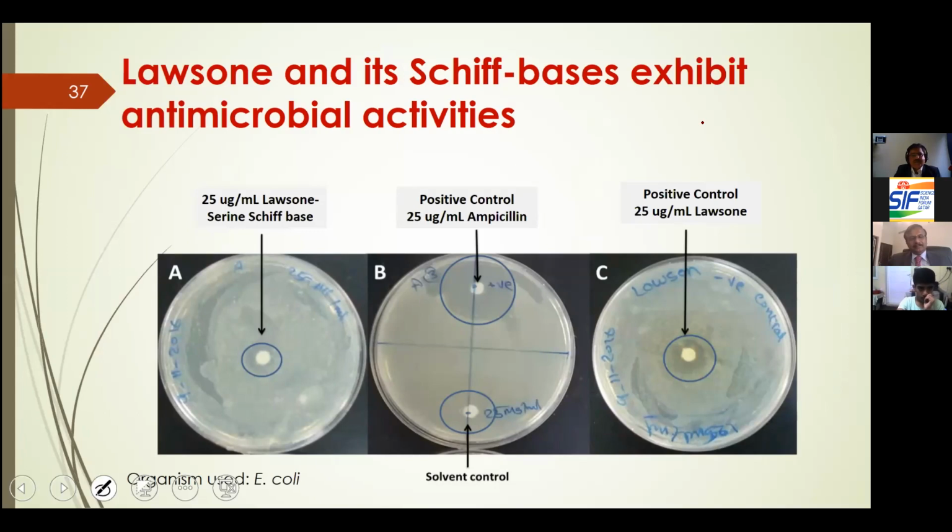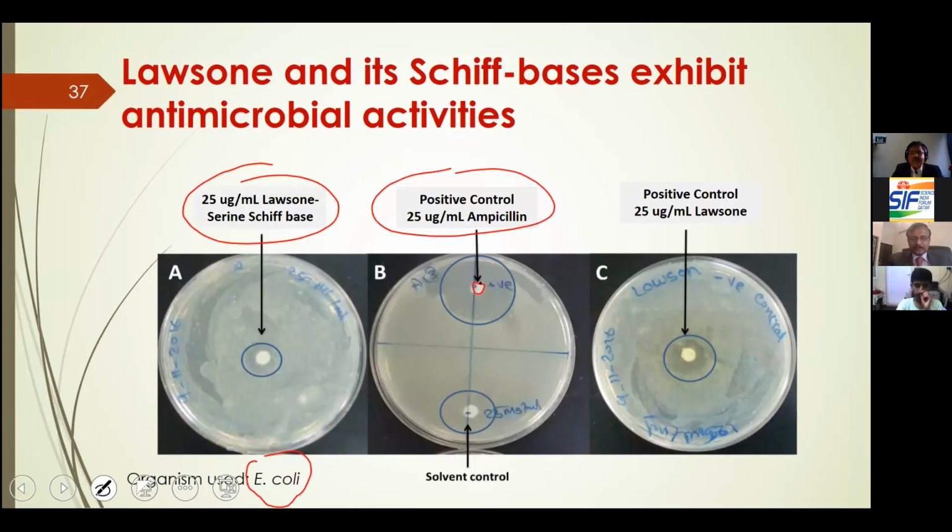They did a very simple experiment. They took some bacteria, cultured it on a plate. You can see 3 different plates, and took a little filter paper wick on which they put one of these Lawsone serine Schiff bases, and they took a positive control. Here it is a real antibiotic, ampicillin. They put it on that filter paper wick, and they took Lawsone by itself, put it on that filter paper wick, and left the bacteria to grow. So what you see is, look around the positive control, there is no bacteria growing around it. That shows that ampicillin kills bacteria.